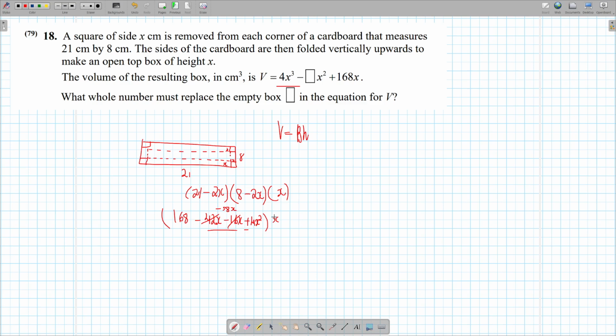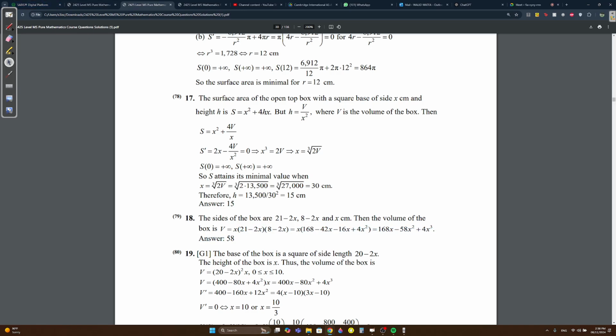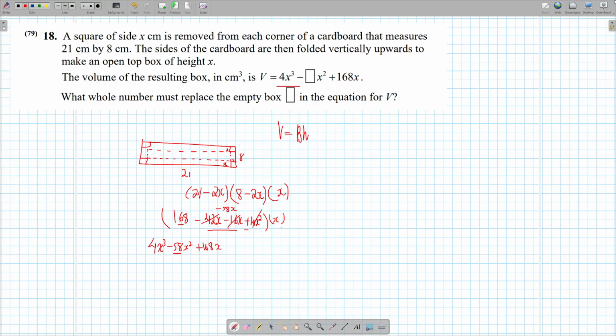So let's now distribute the x that's outside. I'm going to start with the highest term. It's going to be 4x cubed. Minus 58x times x is minus 58x squared. 168 times x is 168x. So here's minus 58. Positive, huh? Not negative, because they already put the minus. So okay.